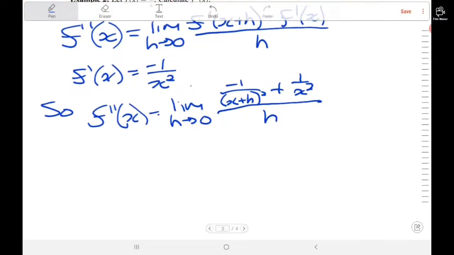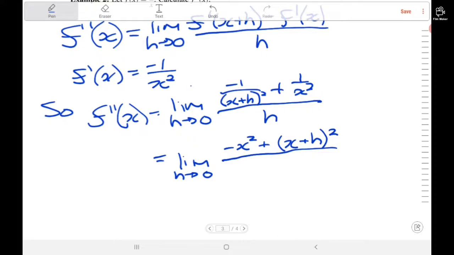Now once again, we'd like to write this as a single fraction in the numerator. So if we do this, we get negative x squared plus x plus h squared, divided by x squared times x plus h squared, and this was all divided by h, so that goes in the denominator.